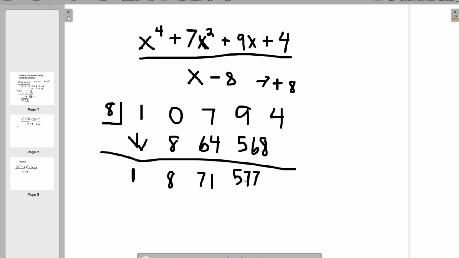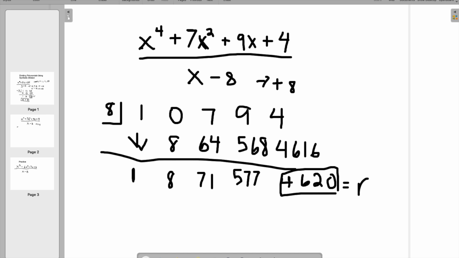And then we're just going to do 577 times 8. And that is going to come out to 4,616. But you also have to add the 4, so it's going to be 4,620, which is going to be our remainder.